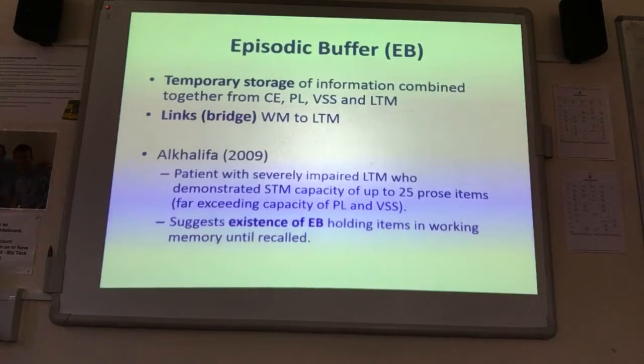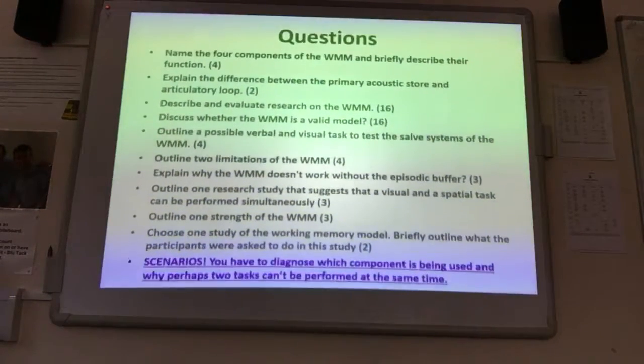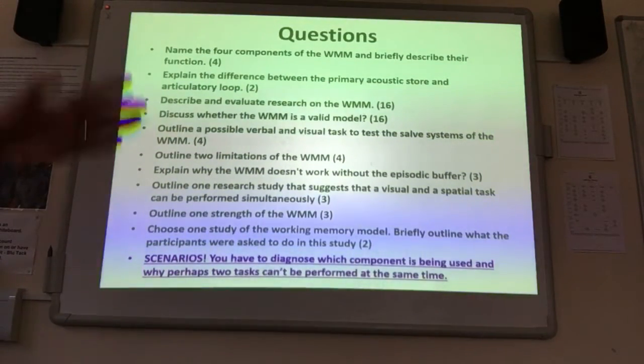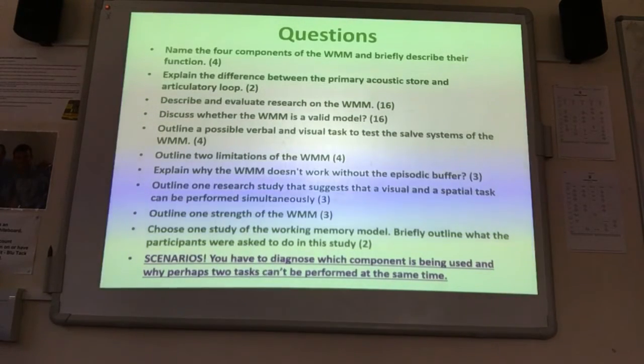How do we know it exists? To finish us off today, patients who don't have an LTM ability, so they have to totally rely upon their working memory system, seem to show a capacity of up to 25 items. Now we know that far exceeds what the phonological loop and the visuospatial sketchpad could do on their own. So there has to be this existence of this additional temporary storage component called the episodic buffer in working memory. And that is everything you need to know on the working memory model.